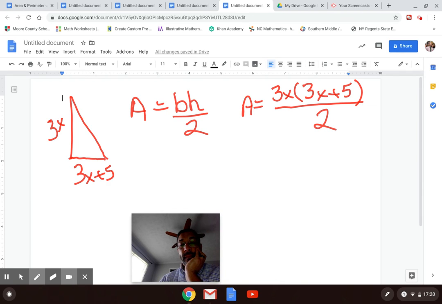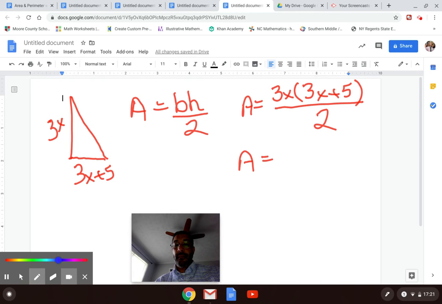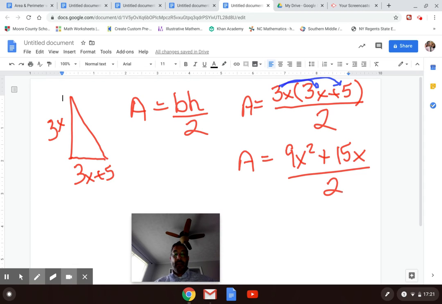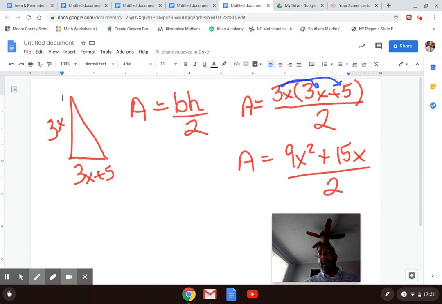So when I do my multiplication now, three times 3x, and then 3x times 5, all that divided by 2. So that gives me 3x times 3x. So 3 times 3 is 9x squared. And then 3x times 5 is going to be plus 15x. All of that divided by 2. So your area of the triangle, base times height divided by 2, is going to be 9x squared plus 15x divided by 2.